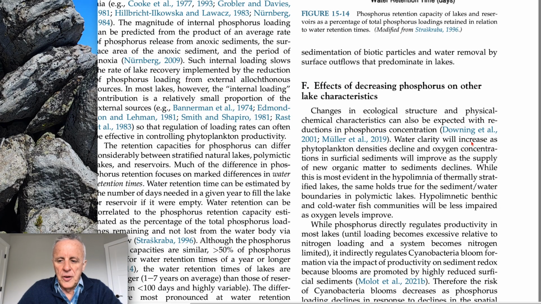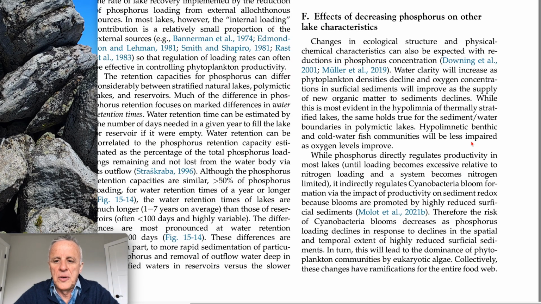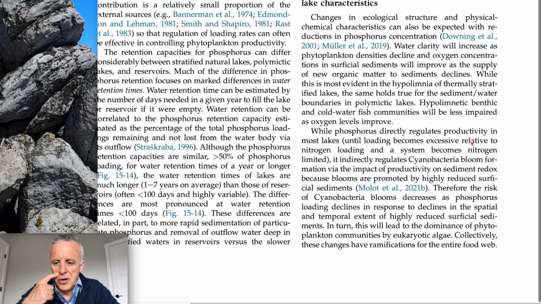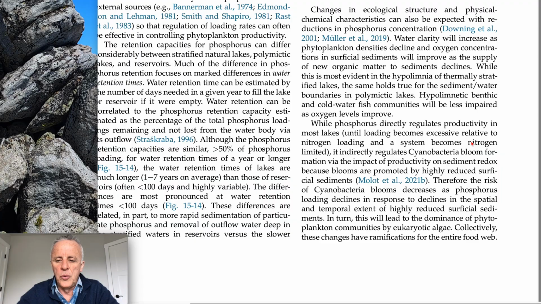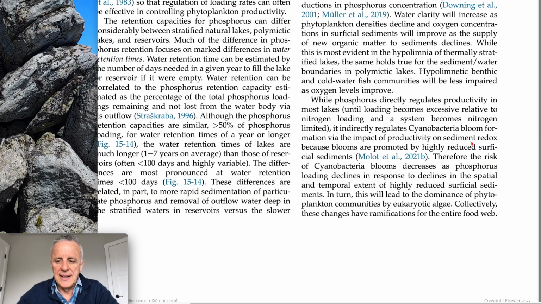Effects of decreasing phosphorus on other lake characteristics. Changes in ecological structure and physical chemical characteristics can also be expected with reduction in phosphorus concentration. Water clarity will increase as phytoplankton densities decline, and oxygen concentrations in superficial sediments will improve as the supply of new organic matter to sediments declines. While this is most evident in the hypolimnia of thermally stratified lakes, the same holds true for the sediment water boundaries in polymictic lakes. Hypolimnetic, benthic, and cold water fish communities will be less impaired as oxygen levels improve.